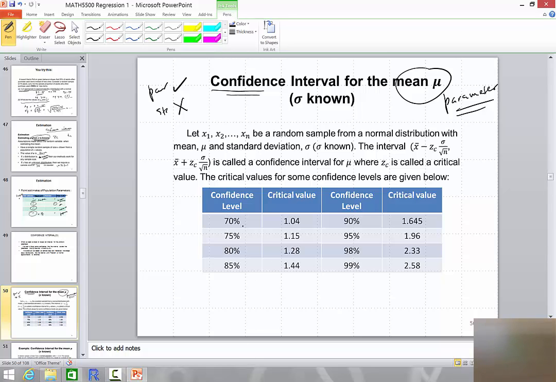For a 70% confidence interval, this is z critical, 1.04. For a 75% confidence interval, z critical is 1.15. For an 80% confidence interval, z critical is 1.28, all the way to the very popular one, used very often: for a 95% confidence interval, you will be using z critical 1.96. Hold on a second, I want to show you where this chart came from.